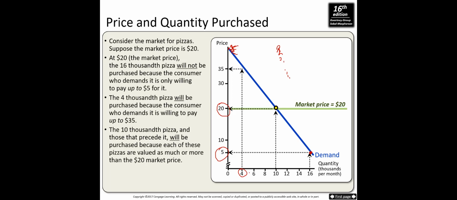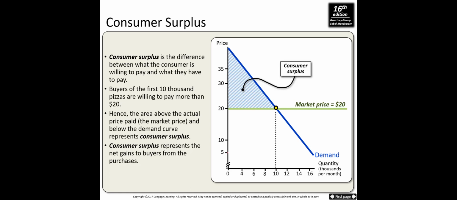The 4,000th pizza will be purchased because the consumer who demands it here is willing to pay $35 and the market price is 20. So he's thinking that he's getting a bargain. What is the bargain here? $15, because his willingness to pay is higher than the market price. The 10,000th pizza and those that precede it will be purchased because each of these pizzas is valued as much or more than the $20 market price. So we say for the 4,000th person there is a consumer surplus, which is $15. Why? Because he's paying 20, but the pizza he values at 35.